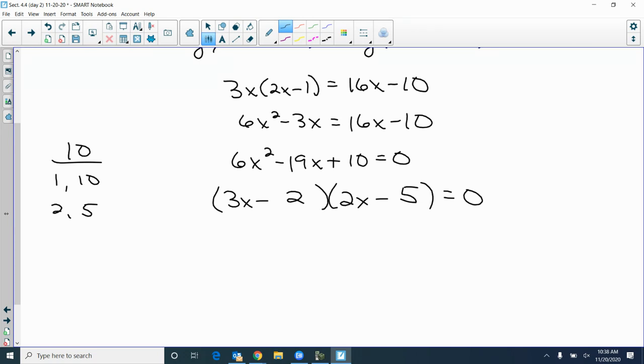I'm just going to mentally check it. 3 times negative 5 is negative 15. Negative 2 times 2 is negative 4, so negative 19. And so I get 3x minus 2 equals 0 and 2x minus 5 equals 0. That gives 2/3 and 5/2. Do they both work?